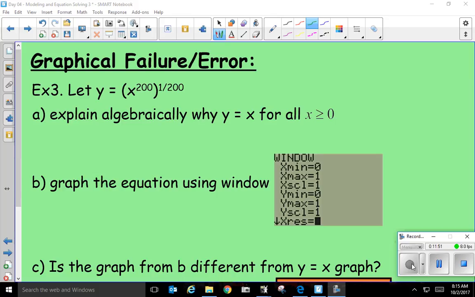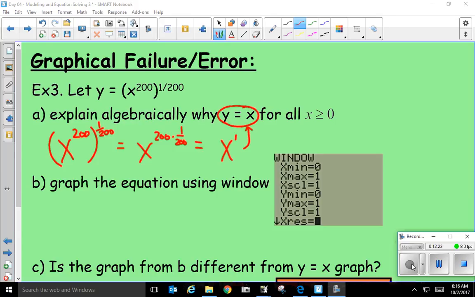So, basically what I was told is, if I have x to the 200 raised to the 1/200, when we have an exponent raised to an exponent, we multiply exponents together, don't we? So that would mean I would have x to the 200th times 1 over 200. What is 200 times 1 over 200? It's 1. That would be 200 over 200, which is 1. That's x to the 1, or x. So I can just say y would equal x.